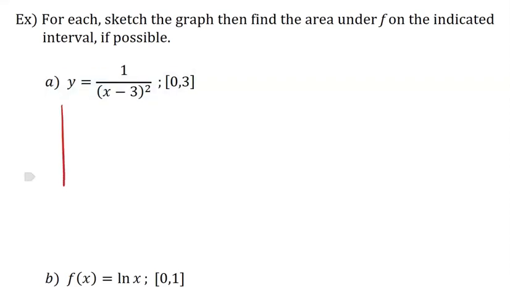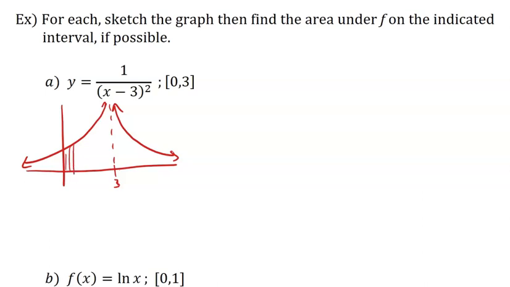So let's say here's 3. We have a vertical asymptote at 3. If we plug in 0, we get 1/9, so pretend that's 1/9, some small value. Okay, so it looks something like this. And we are just looking for the area from 0 to 3. So we are just looking for this area right here.